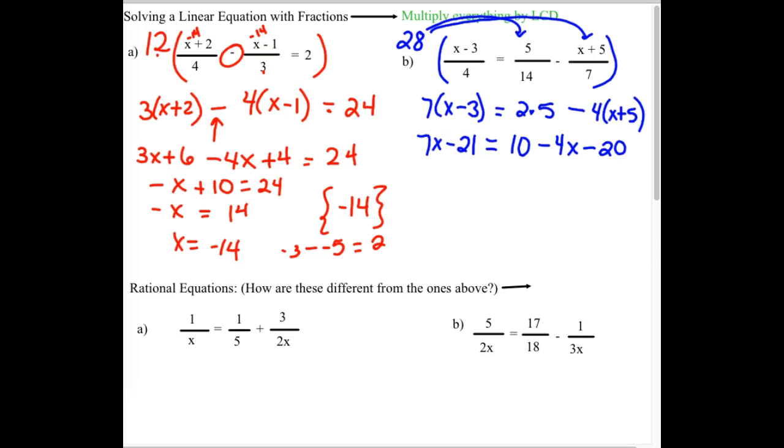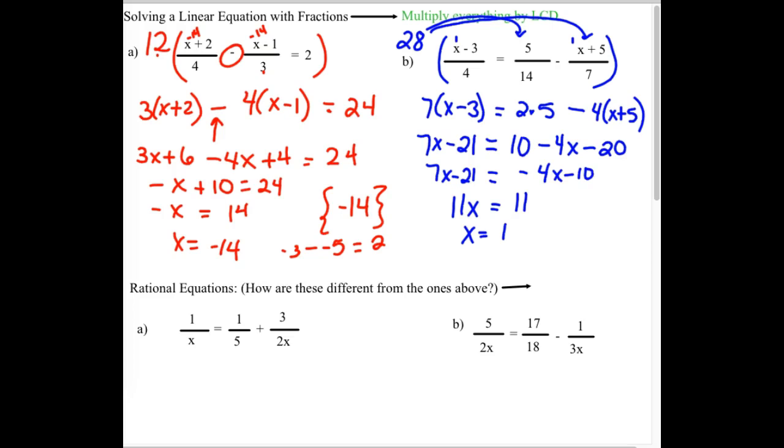10 minus 20 is the same as negative 10. So we can simplify that down a little bit. And then getting variables to one side, I can add 4x over to the left. That gets me 11x's. I can add 21 over here. Gets me 11, which means x has to be 1. Okay? Checking that. Plugging a 1 in for our x's.